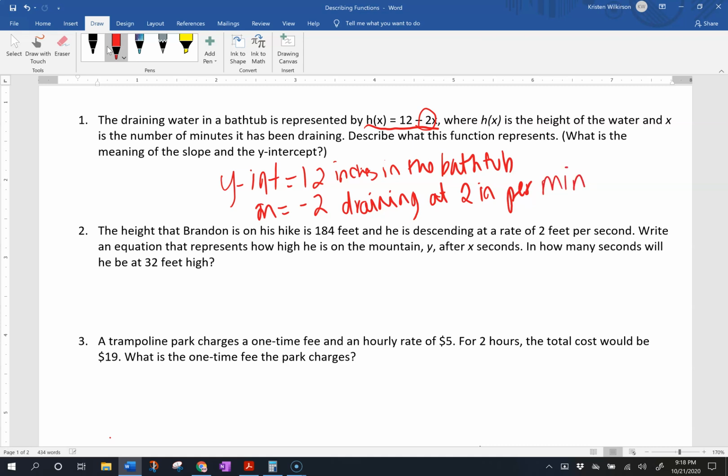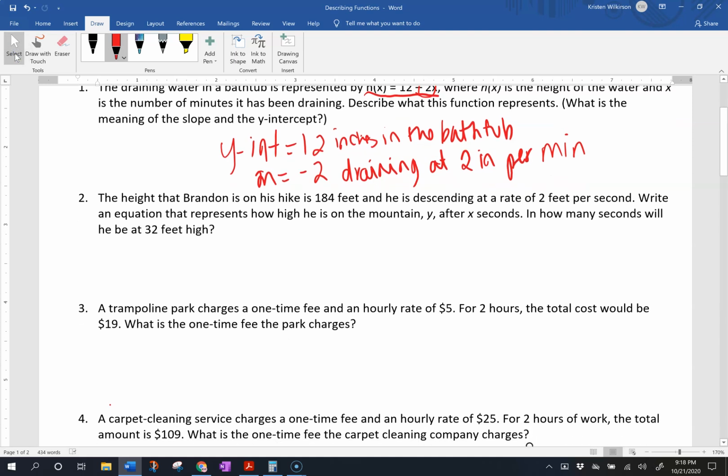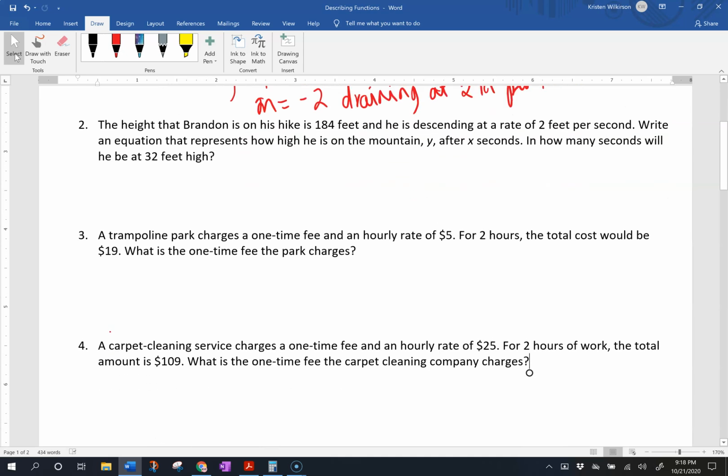Okay? So on your test next week, there's a question where you have to interpret the meaning of the slope and a y-intercept. All right, the second one says, the height that Brandon is on his hike is 184 feet, and he is descending at a rate of 2 feet per second. Write an equation that represents how high he is on the mountain, y, after x seconds. And then it asks, how many seconds will he be at 32 feet?